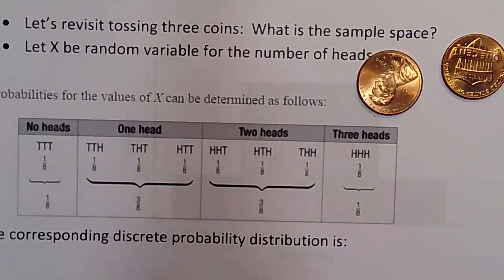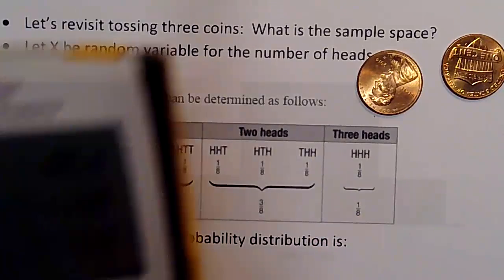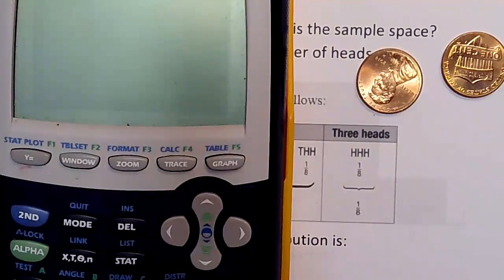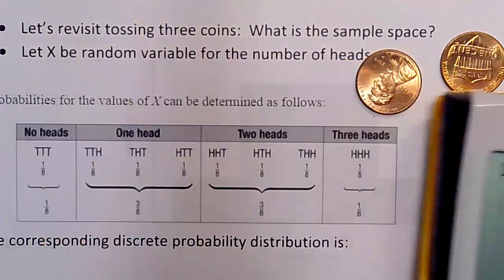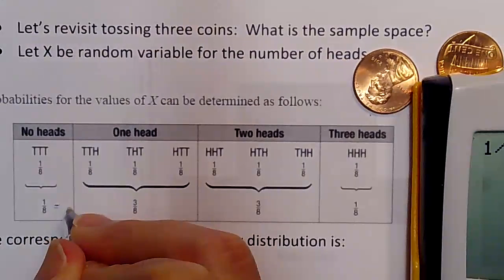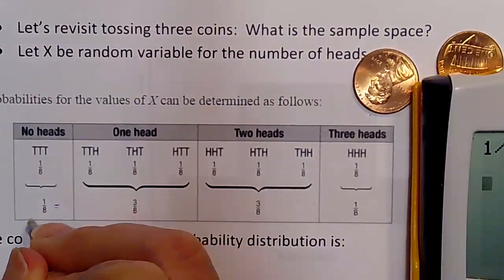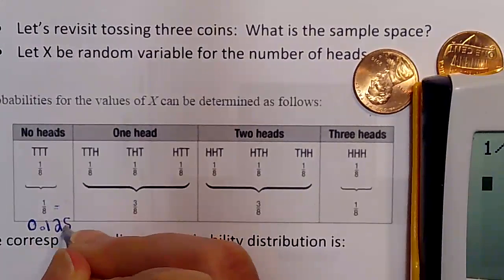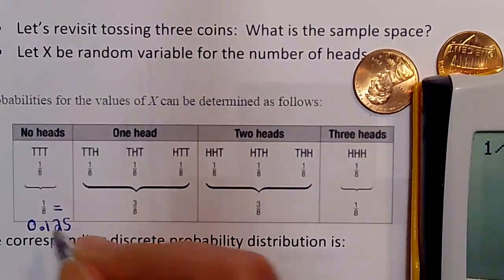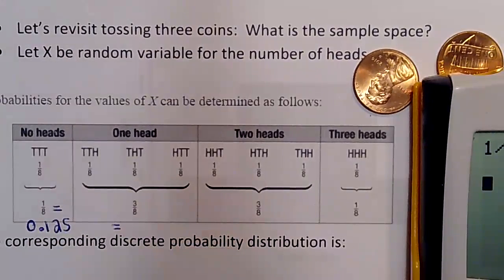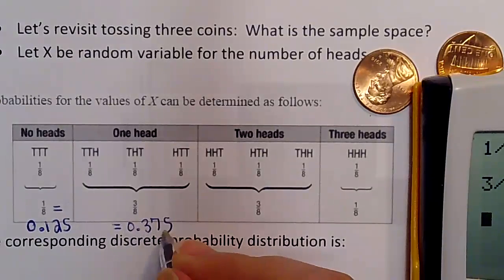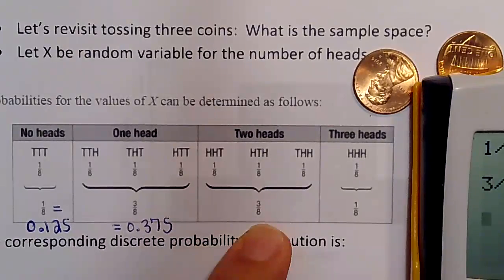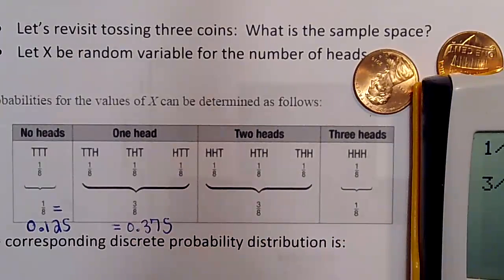And if I figure those values, let's see what 1 divided by 8 is. 1 divided by 8 is 0.125. Whereas 3 divided by 8 is 0.375. And then these are identical. See, 3/8 and then 1/8. So you know those are the same values. Okay.